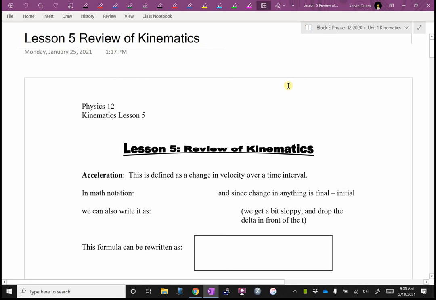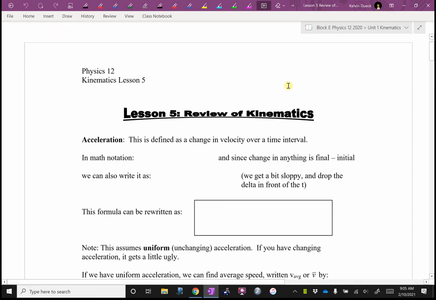This should be nice and familiar. A review of kinematics, what we spent a lot of time in Physics 11 looking at. We started out in Physics 11 telling you what acceleration was. The formal definition of acceleration is a change in velocity over a time interval. In math notation, our symbol for acceleration was delta V over delta T.